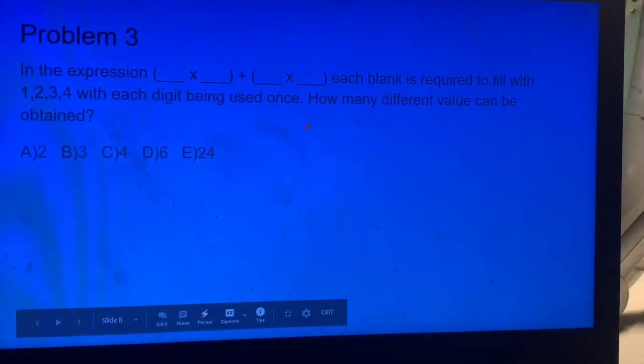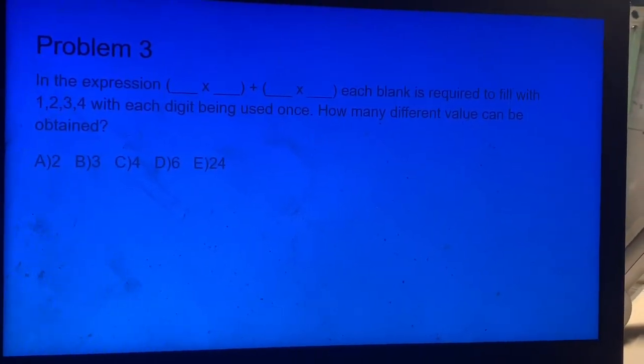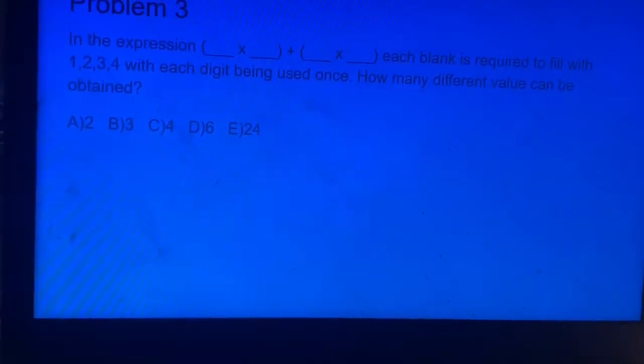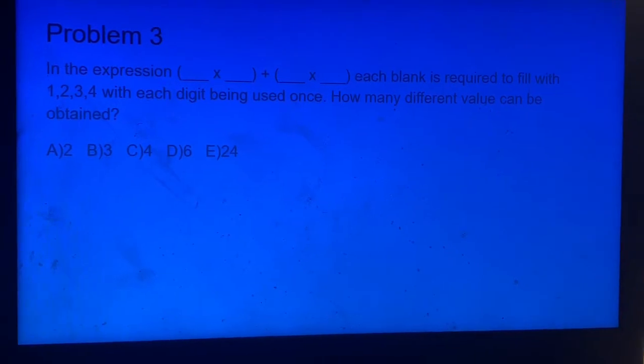Problem 3. In the expression, each blank is to be filled with 1, 2, 3, 4, and each digit is used once. How many different values can be obtained?